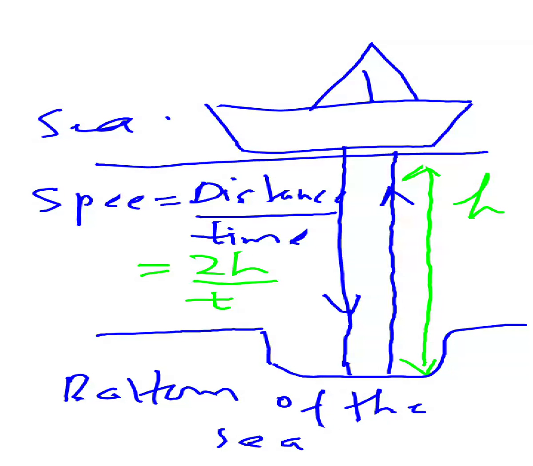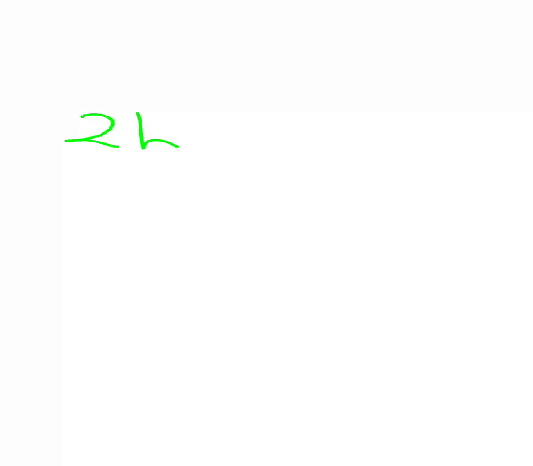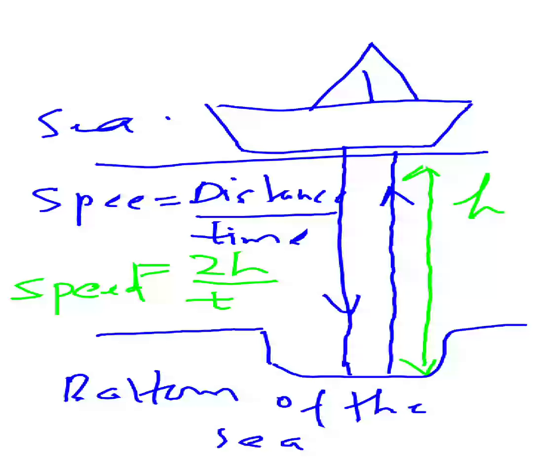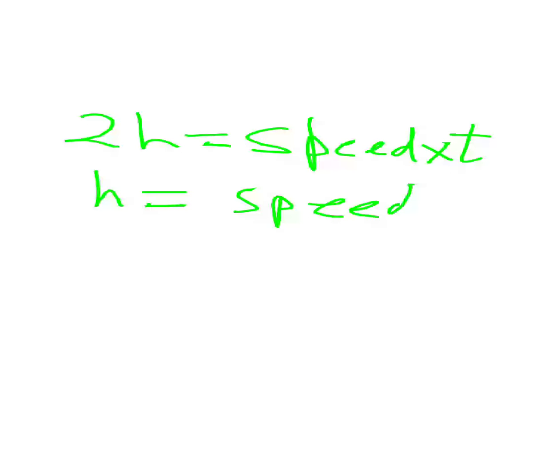Speed you already know. Getting it? Speed is equal to 2h by t. So time you have measured, 2h, h you want to find out. And speed you know. क्योंकि जो भी waves की speed कितनी है water के अंदर वो आपको पता है. So how you can find that out? So 2h is equal to speed into time, speed into t. Getting it? And h is equal to speed into t divided by 2.